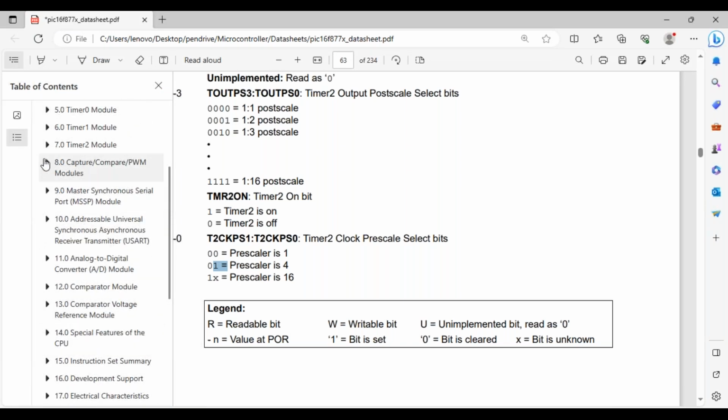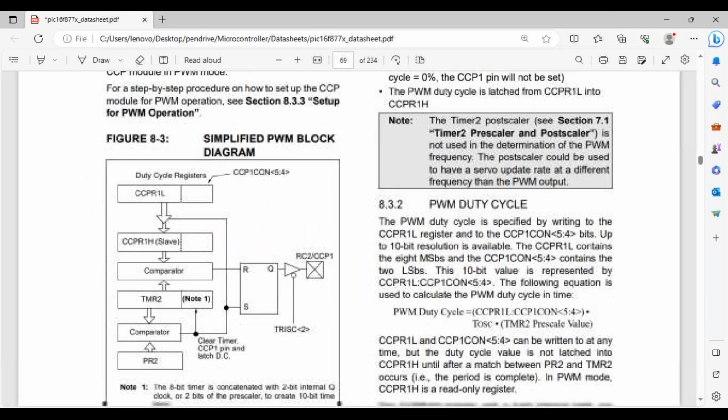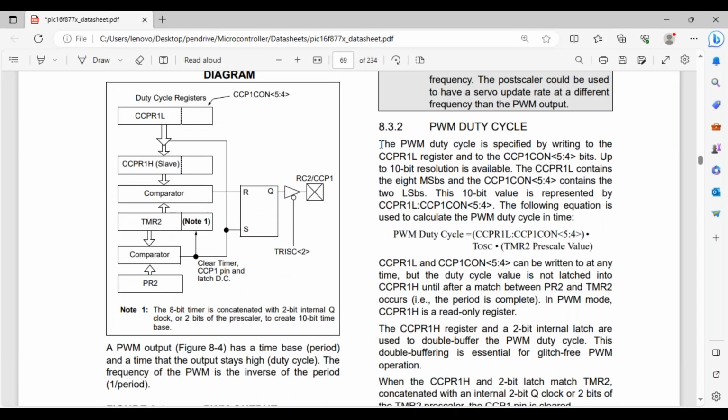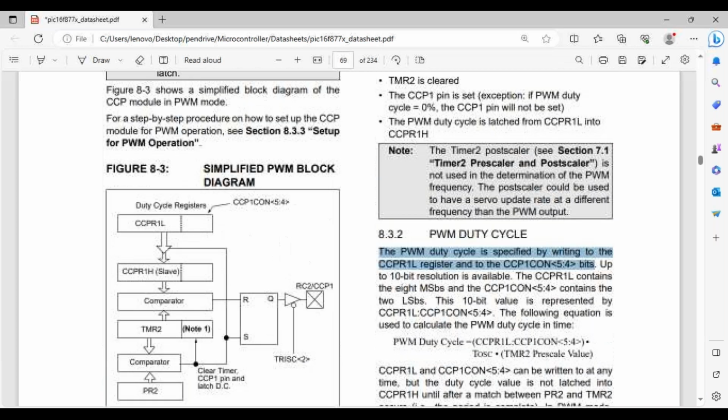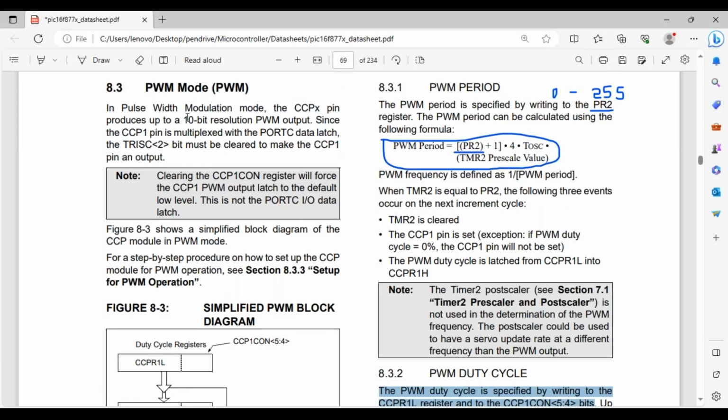Let me show it here under PWM mode. In order to specify the duty cycle, you can see the PWM duty cycle is specified by writing to the CCPR1L register and CCP1CON register 5th and 4th bit. Why do I use two registers? It is supposed to generate a modulated waveform of a specific duty cycle, so we are using 10-bit resolution.